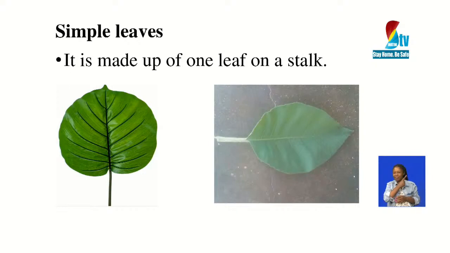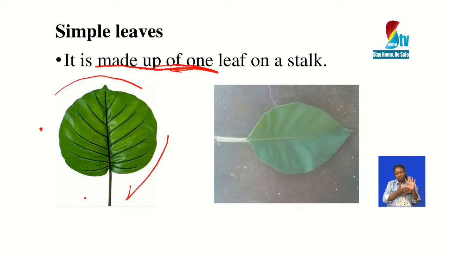Simple leaves are made up of one leaf on a stalk. They are made up of one leaf. We're talking about one leaf on a stalk. This is a leaf stalk, and we have one leaf. So these are simple leaves, with one leaf on a stalk. They are not many, but one. When you see leaves like this, they are simple leaves.